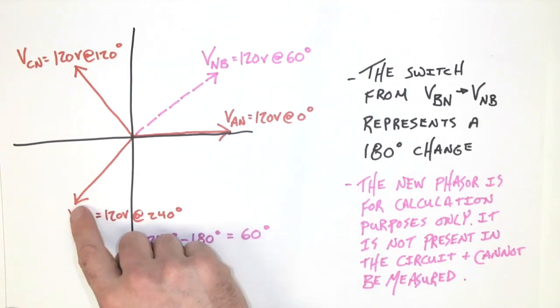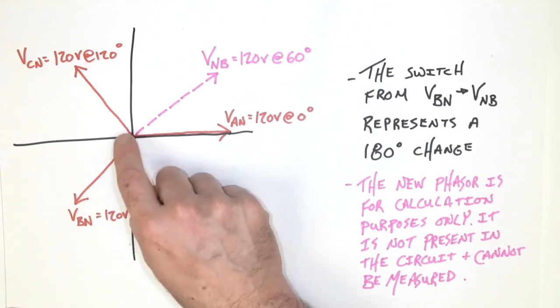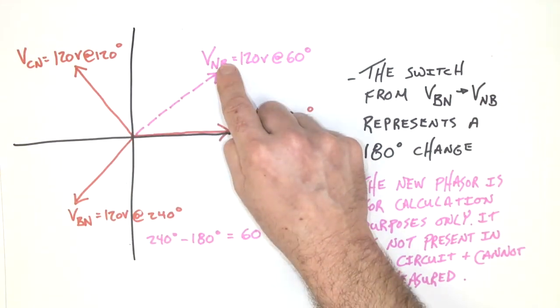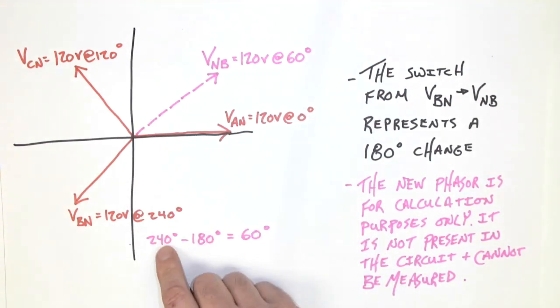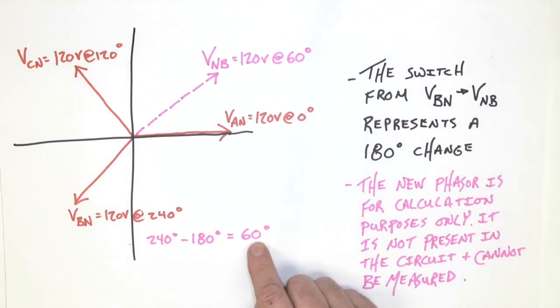Now, if I were to change the reference here, it means that the phasor itself is now in a different quadrant, 180 degrees, in the complete opposite direction. So we take 240 minus 180, and we're left with 60 degrees. So the switch from BN to voltage NB represents a 180-degree change for that phasor on the phasor diagram. The new phasor is for calculation purposes only and is not present in the circuit and cannot be measured.